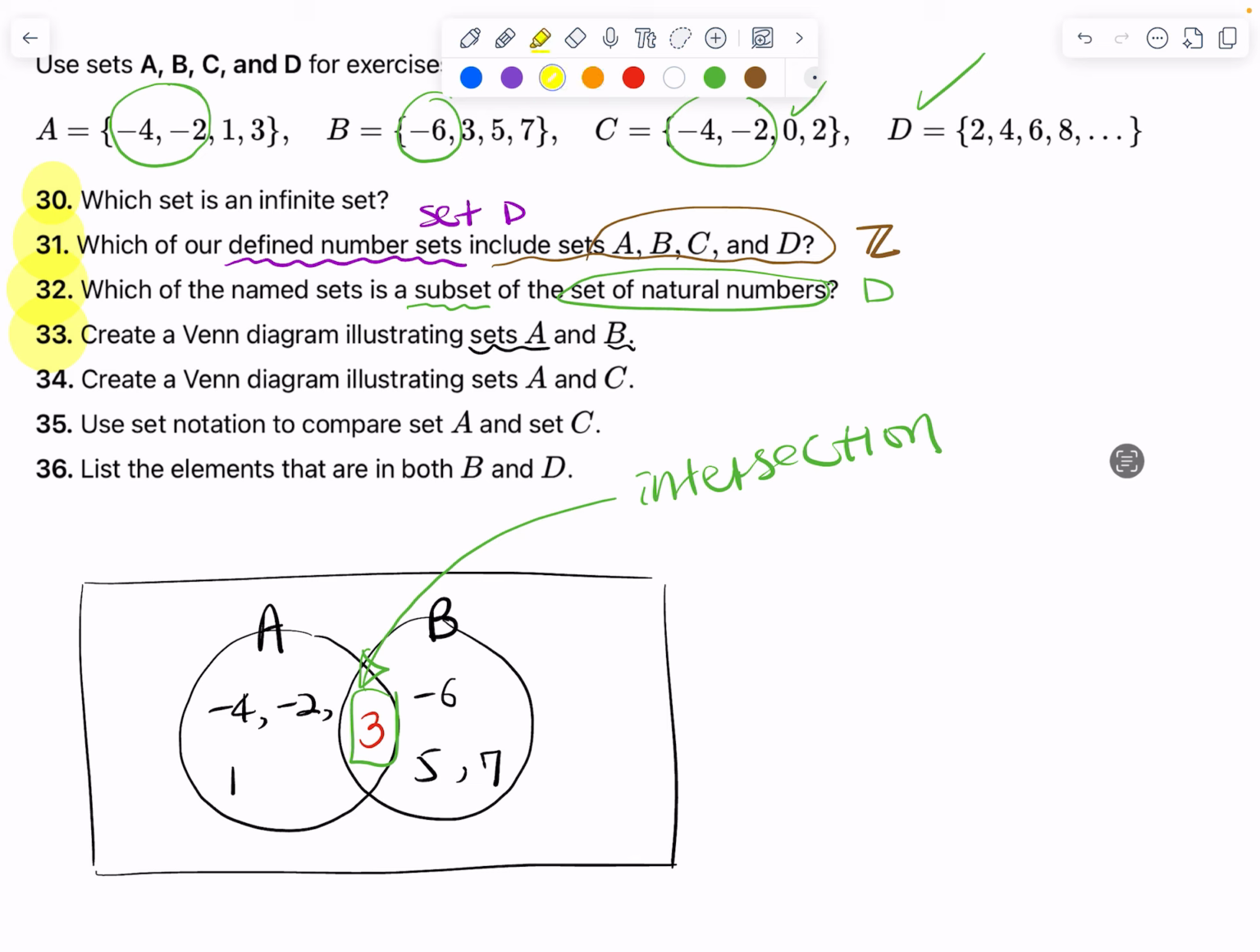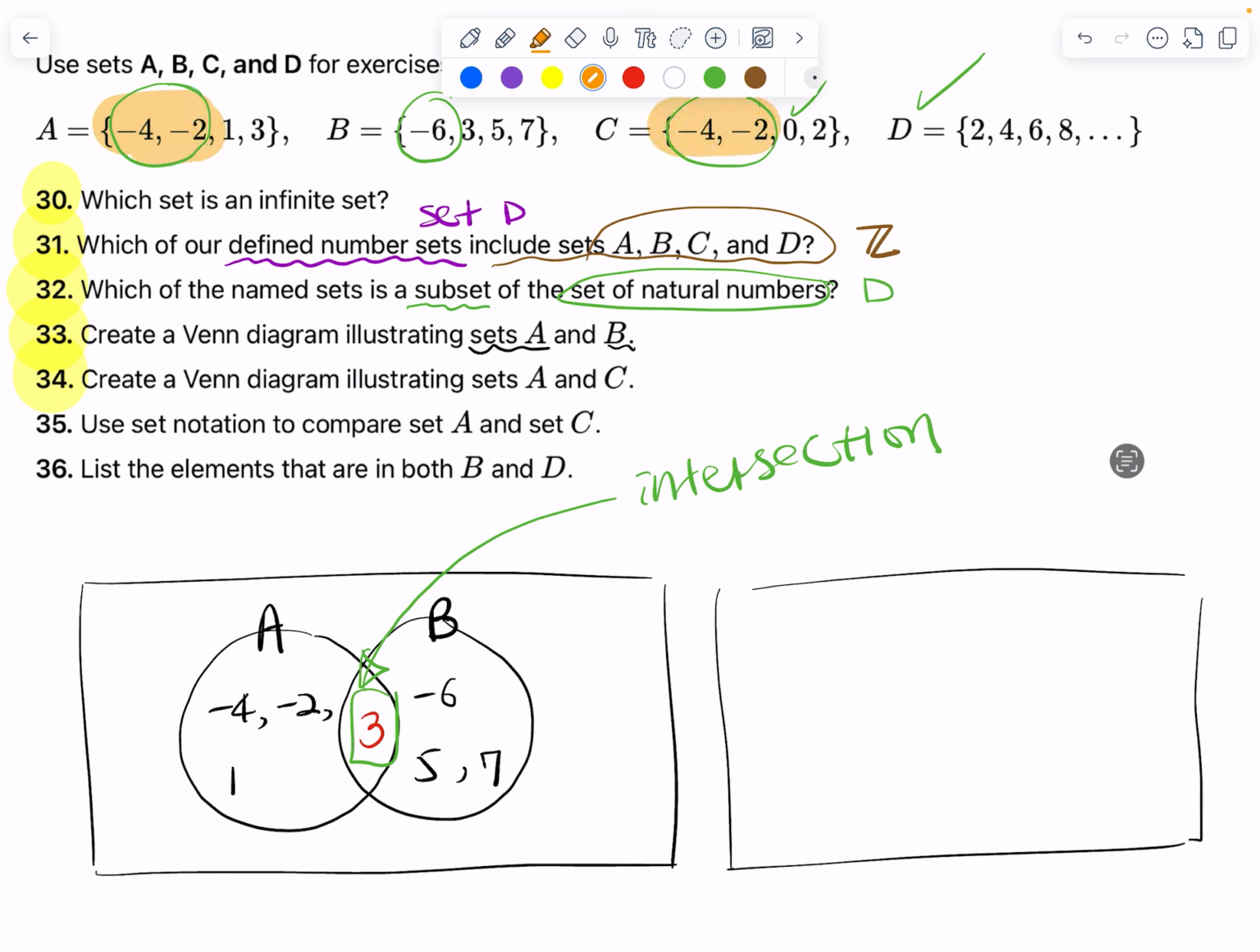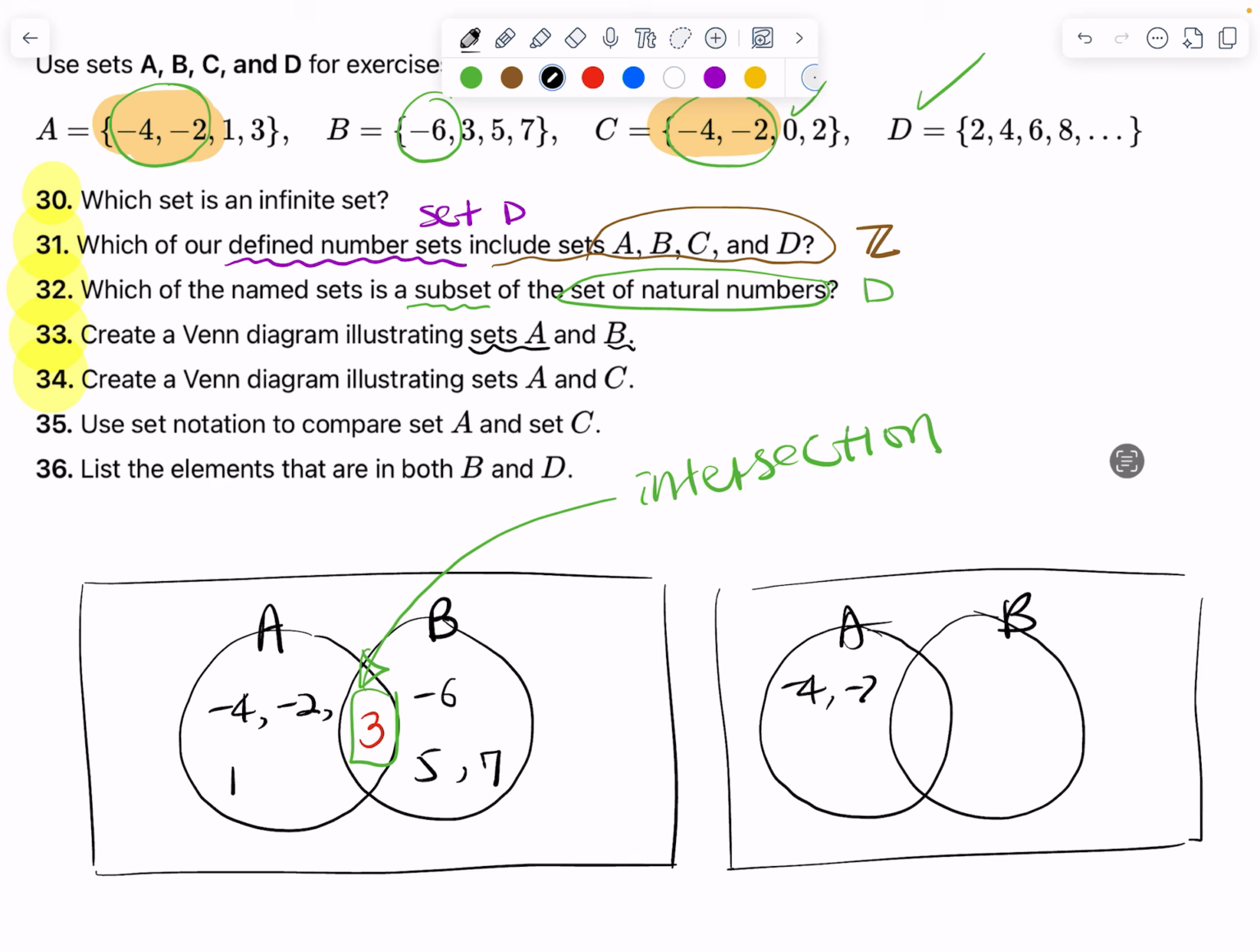You want to try the last one? Well, if not the last one, let's try one more. Create a Venn diagram illustrating A and C. All right, so this time we're doing A and C. One more rectangle. I already see some intersection, -4 and -2, and that's about it. So let's draw 2 circles. Set A has -4, -2, 1, 3, and set C has -4, -2, 0, and 2. Where do they overlap? Here we go, -4 and -2.